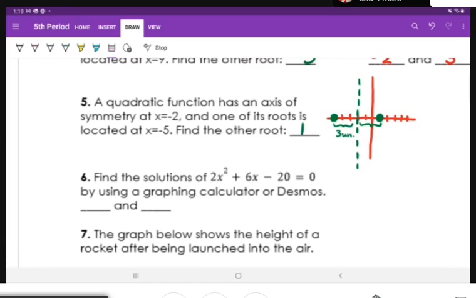If that happens during the quiz tomorrow, get my attention. If you're looking at your calculator and something just seems off, just bring your calculator up to me. I could probably help you fix it.